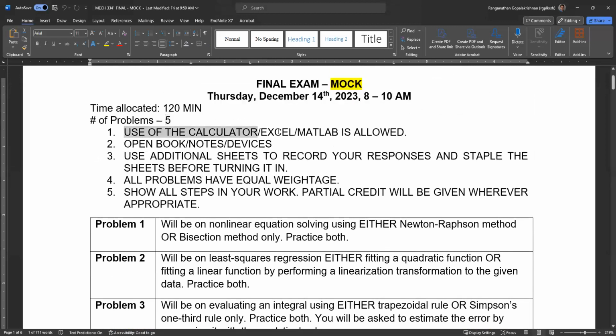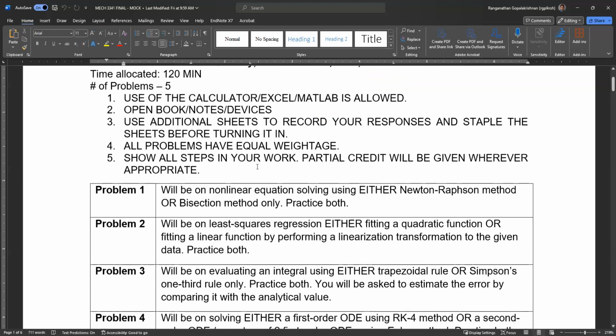Use of calculator or software, Excel, MATLAB, everything is allowed, open book or notes. And you need to use additional sheets to record your responses, and that is the only thing we will be collecting. So we won't see your Excel or MATLAB. So make sure that you document everything on the sheet. Only that will be graded.